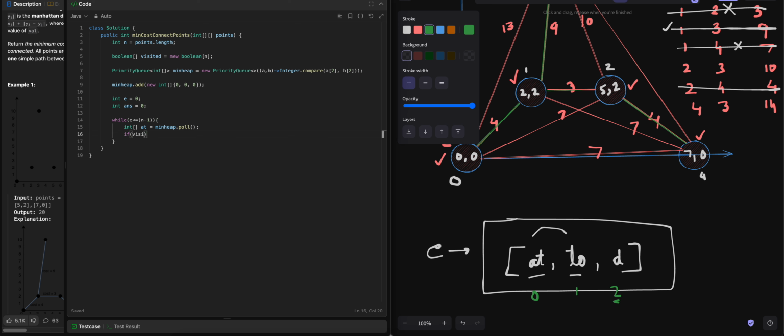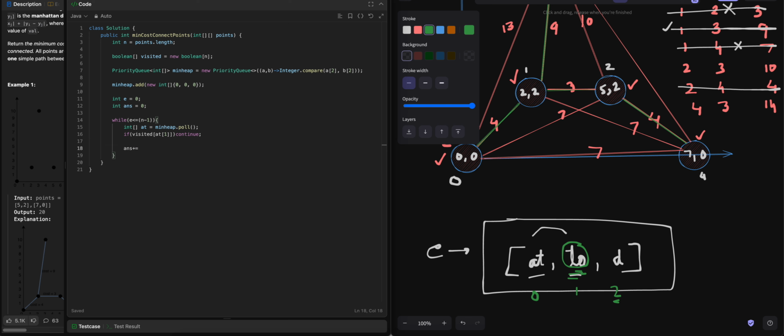And if we have already visited the node where we are going to go, as you see here on the right hand side, what this at of 1 represents is the vertex where we are going to go. If that particular vertex has already been visited, then nothing is required to be done. We just need to skip it, because it has already been processed. We don't need to process it again.